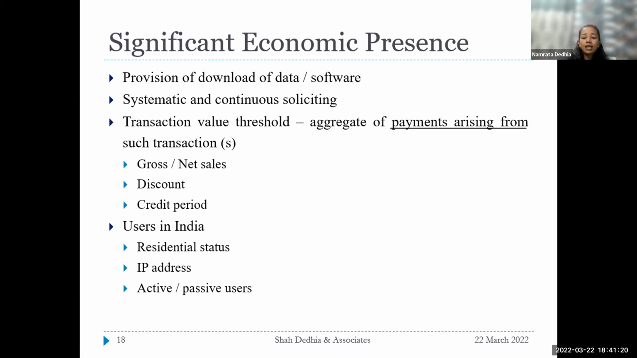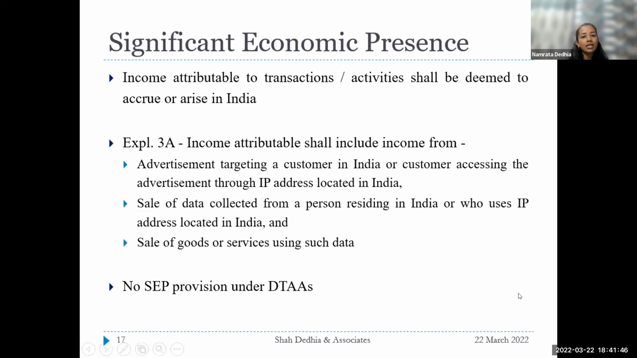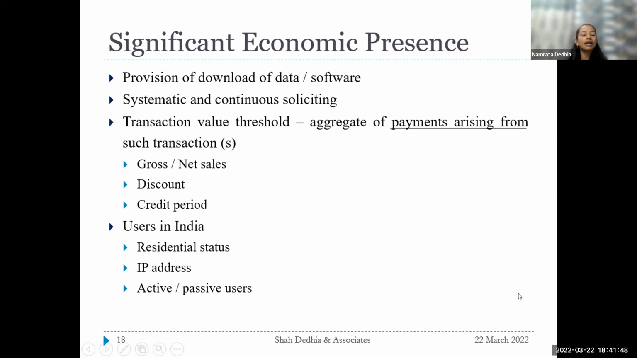So for instance, if I go back and look at SEP, the first portion, it says 2 crores is not the value of transaction. It says if aggregate of payment during the previous year exceeds 2 crores. It doesn't say aggregate of transactions exceeds 2 crores. So because of credit period, if my transaction value in a particular year exceeds 2 crores, but I've not realized the payments, part of the payments are being realized in a subsequent year, and so in that year, the collections are not crossing 2 crores. Will I apply SEP or will I not apply SEP?